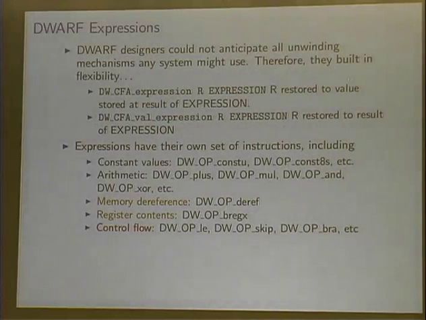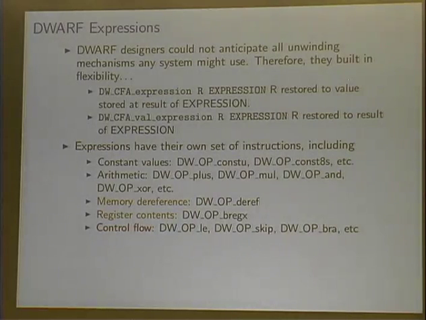But the Dwarf designers wanted this to be a really flexible debugging information system. Anyone could use it for any system they wanted to build. They weren't building this for some specific architecture. So they built in flexibility, a lot of flexibility. So there are two other ways to set registers. Expression and val expression. The only difference between those is that expression is dereferenced, val expression is not. In both of those instructions, set a register from the result of some expression.